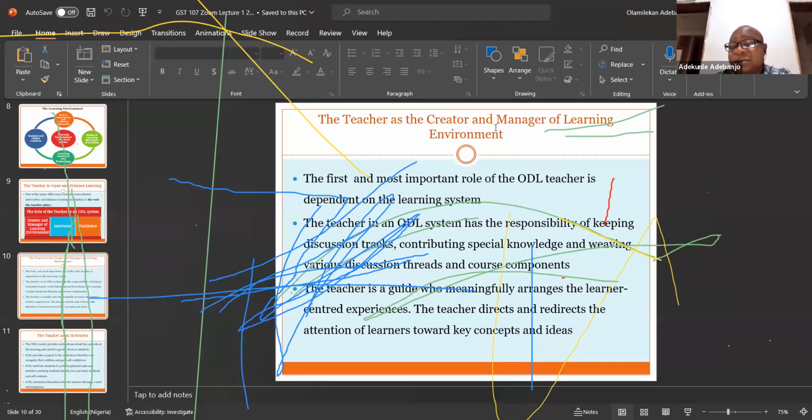Do you enjoy that? And that's why I said a student will behave like a student. If you see the second point I raised there, the teacher in the ODS system has the responsibility of teaching instruction tracks, contributing special knowledge, and waiving various discussion, trend, and course components. You see, the teacher is to guide.